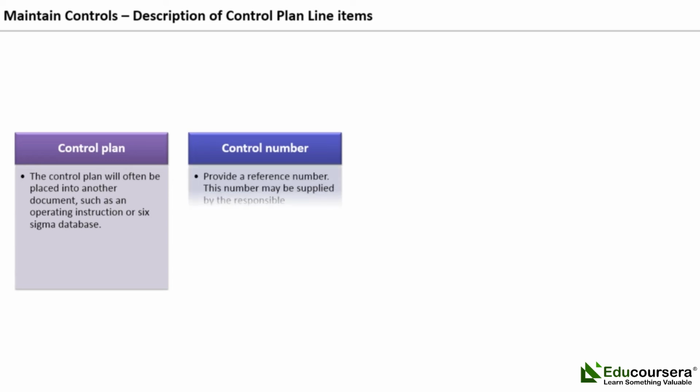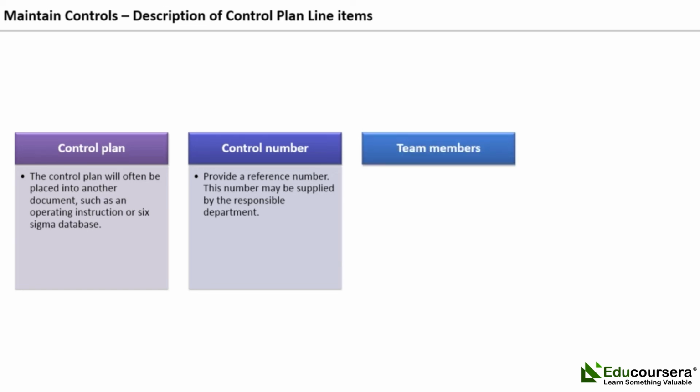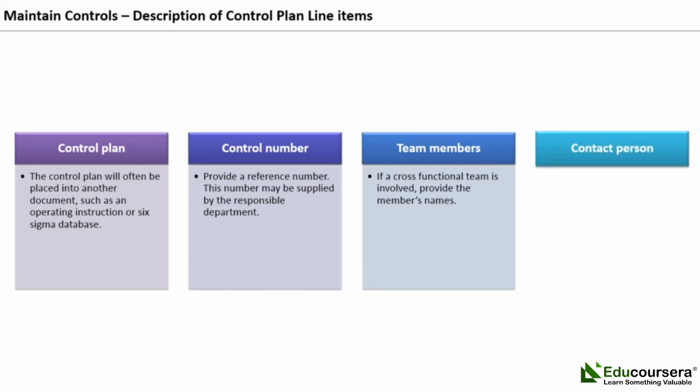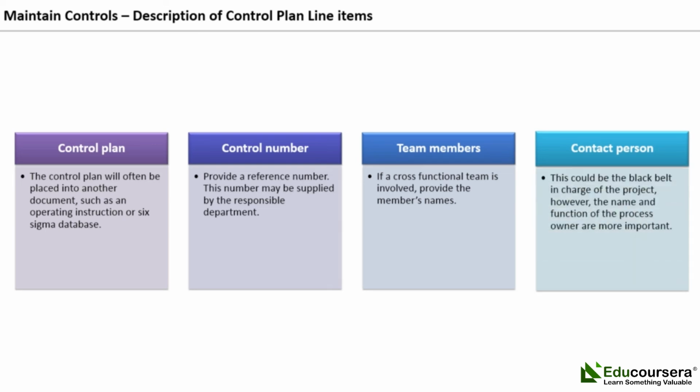Control number. Provide a reference number. This number may be supplied by the responsible department. Team members. If a cross-functional team is involved, provide the members' names. Contact person. This could be the black belt in charge of the project. However, the name and function of the process owner are more important.